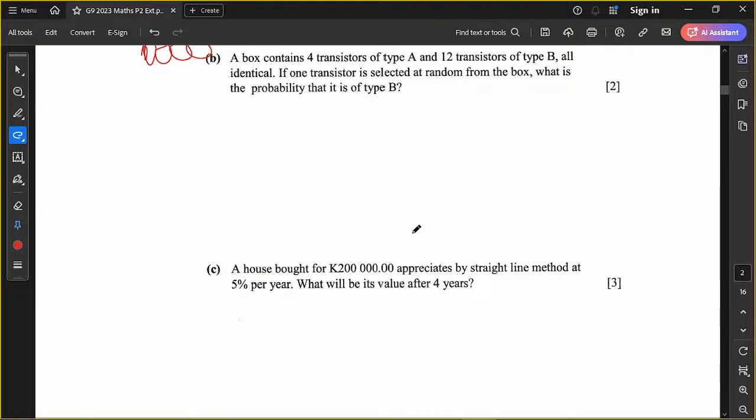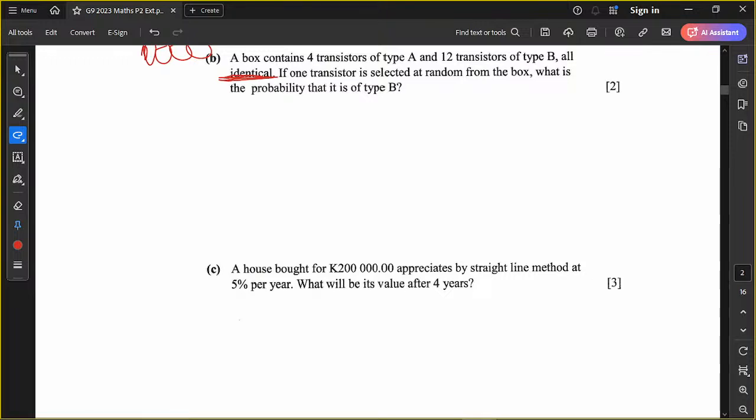Okay, so meaning these transistors are similar because of this word identical. They are similar, so it's very difficult to tell the difference. There are some similarities. Even if you put your hand in the bag and start feeling them, there will be some similarities, which means it's not easy to identify them. So when you pick at random, what is the probability that it will be type B?